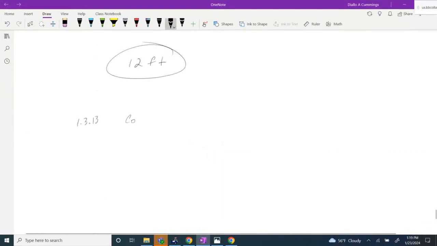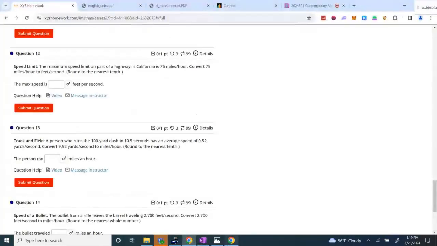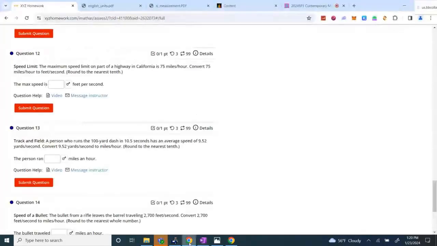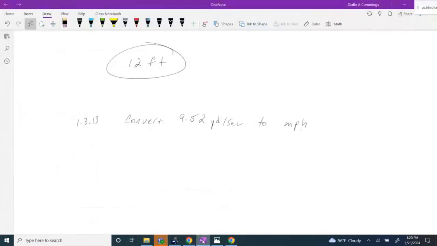So this is number 13, and we're asked to convert 9.52 yards per second to miles per hour. Just make sure. Okay, miles per hour. All right, so here we're going to have to use two conversions.